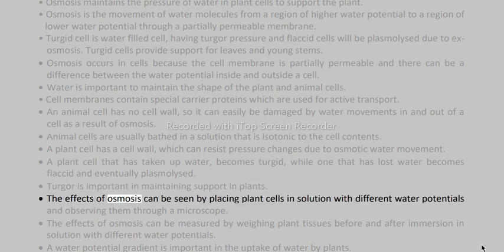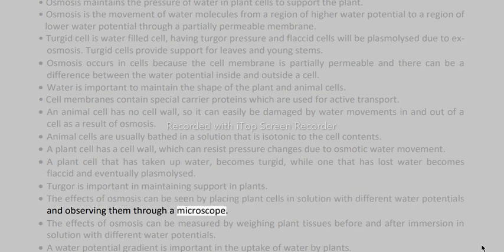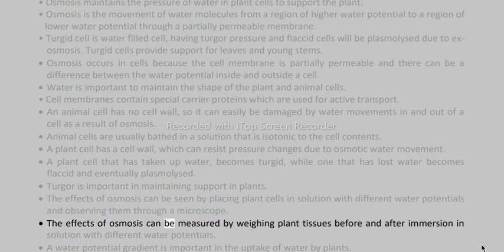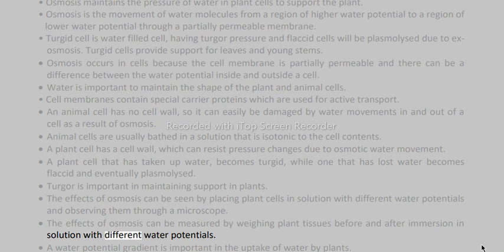The effects of osmosis can be seen by placing plant cells in solutions with different water potentials and observing them through a microscope. The effects of osmosis can be measured by weighing plant tissues before and after immersion in solutions with different water potentials. A water potential gradient is important in the uptake of water by plants.